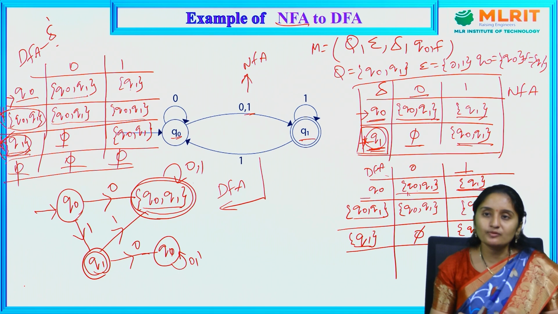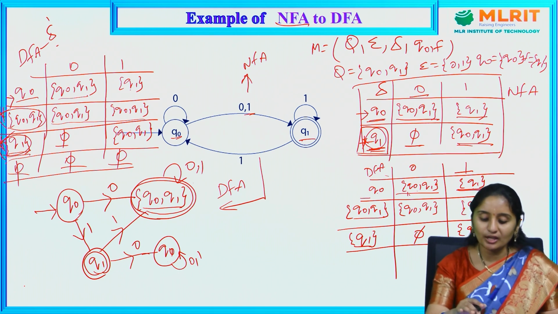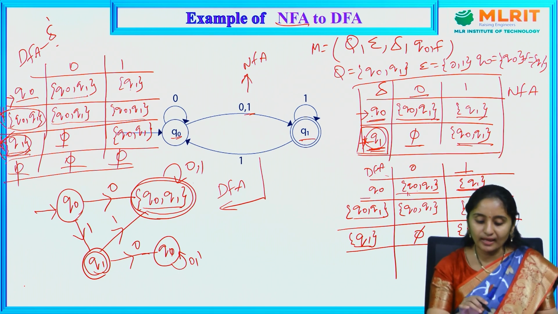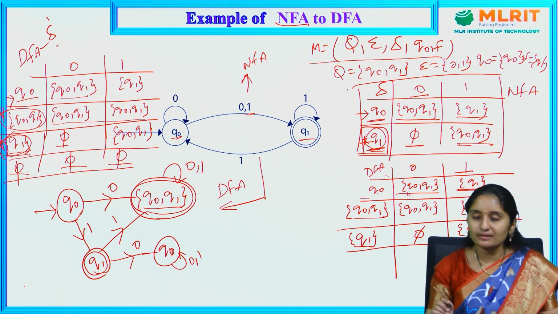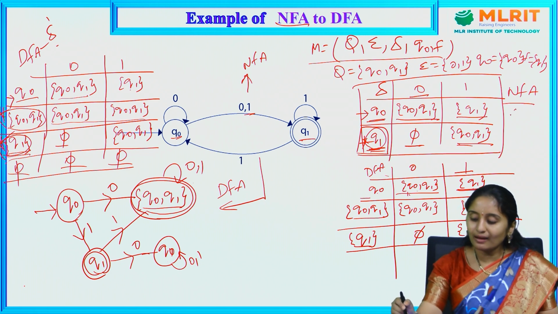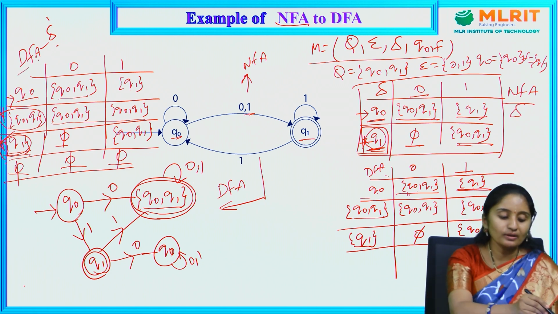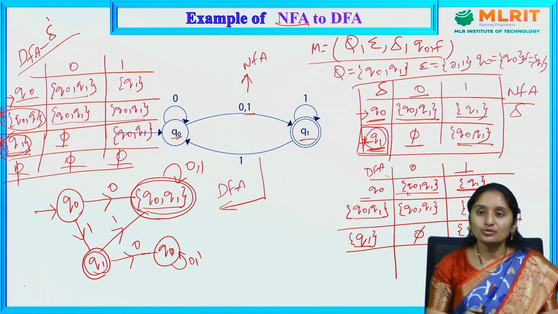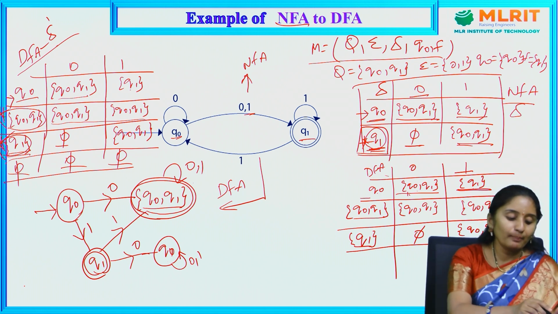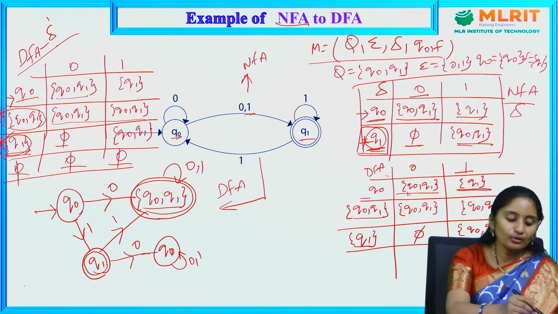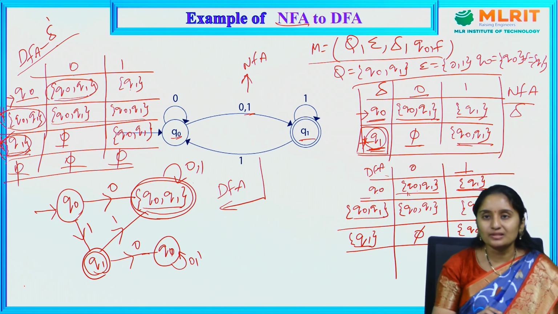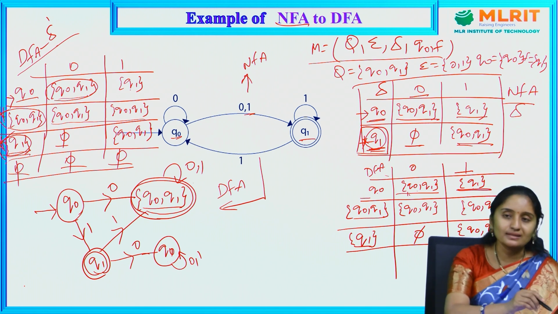So what are the steps we have discussed over here? First we need to construct the transition table for the existing diagram. The existing diagram is NFA, so first we find the tuples and draw the transition table. By using this NFA transition table, we construct the DFA transition table. When constructing it, whenever I apply input symbols on a state and get new states, we treat them as new states.